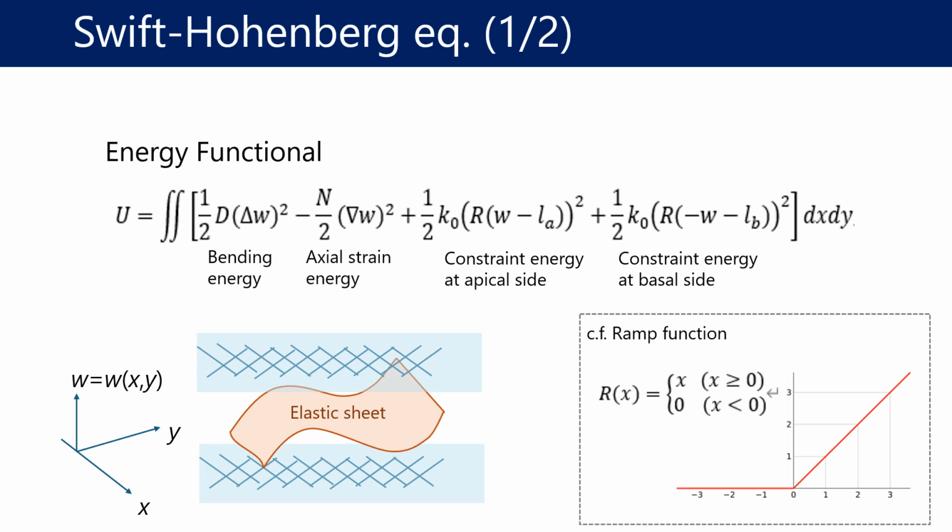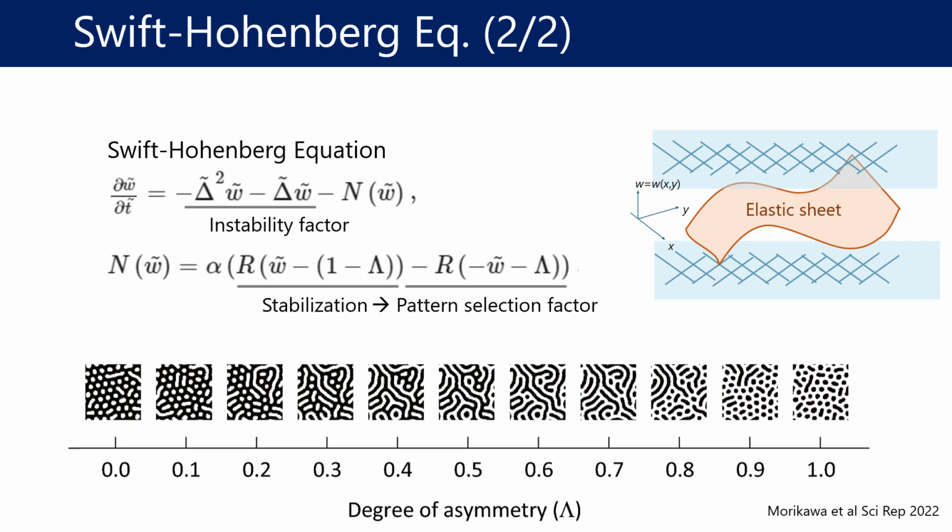To gain a deeper understanding of the pattern formation mechanism, we introduce an energy functional that governs the system. In this equation, the first term represents the bending energy, the second term accounts for the axial strain energy, and the last 2 terms describe the constraints imposed by the external environment. The system evolves to minimize this energy. From the energy functional, we can derive a governing equation for the dynamics of the sheet deformation, known as the Swift-Hohenberg equation. Here, you see that the degree of asymmetry is the key parameter for pattern selection. This shows how a simple change in environmental asymmetry can lead to dramatic shifts in epithelial morphologies.